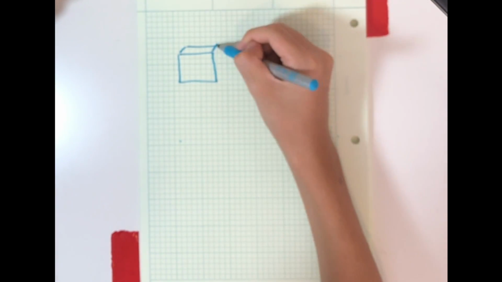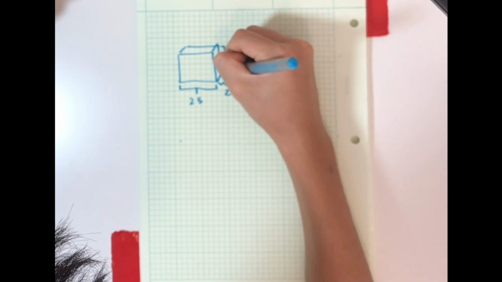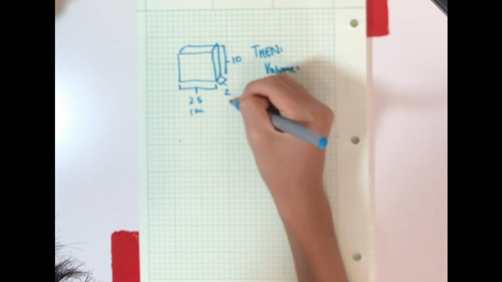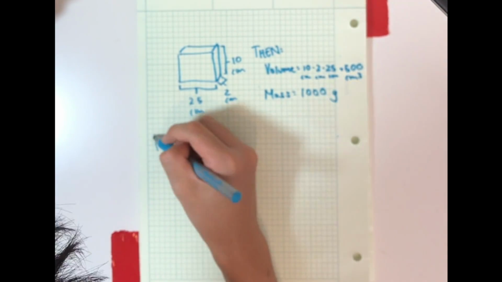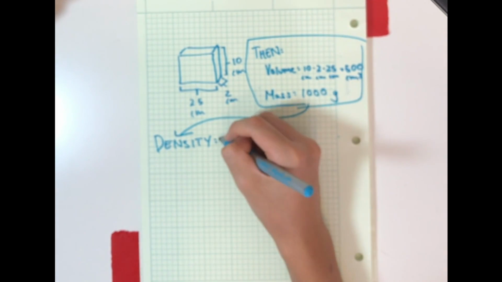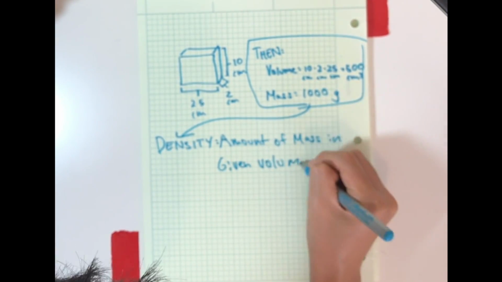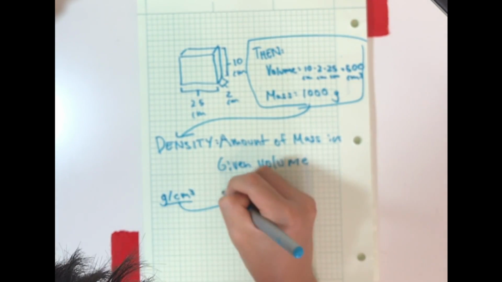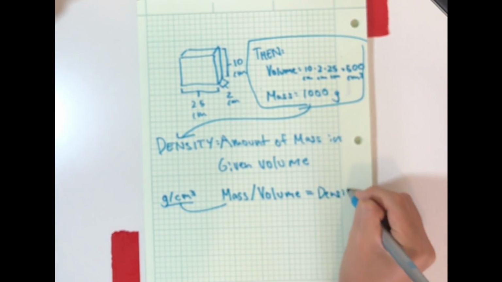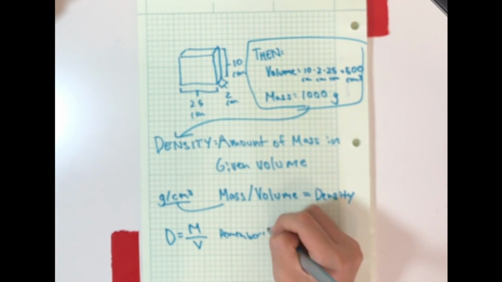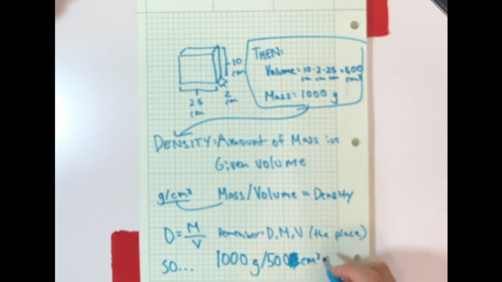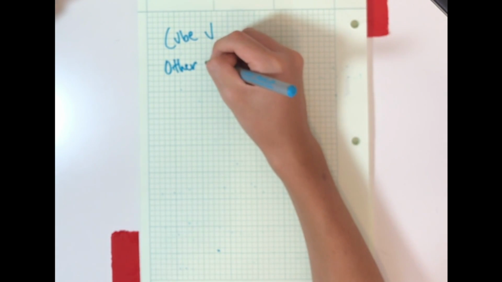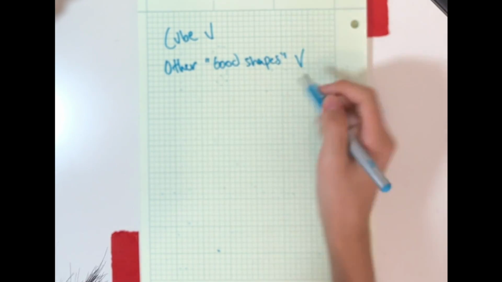Let's take a cube with a mass of 1000 grams and dimensions of 25, 2, and 10 centimeters. Then its volume is 500 cubic centimeters, and its mass is 1000 grams. Density is the amount of mass in a given volume, and therefore you divide mass by volume, which equals density. So you can remember that as DMV, the place. So 1000 grams divided by 500 cubic centimeters is 2 grams per cubic centimeter. So we got cubes and other good shapes, we got that also.